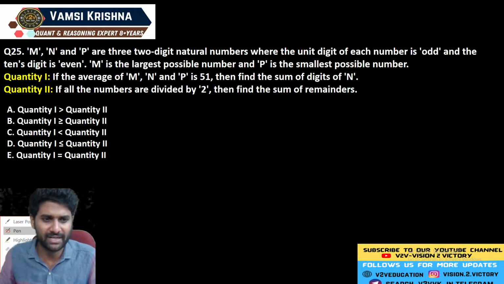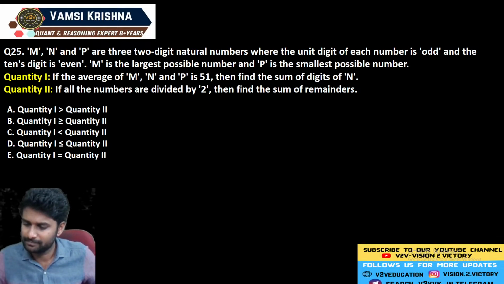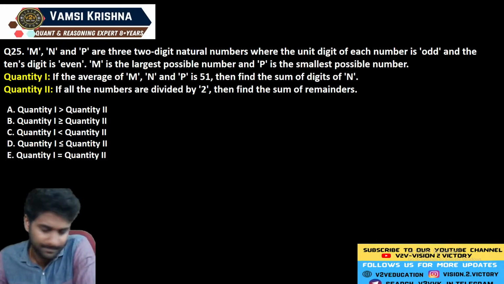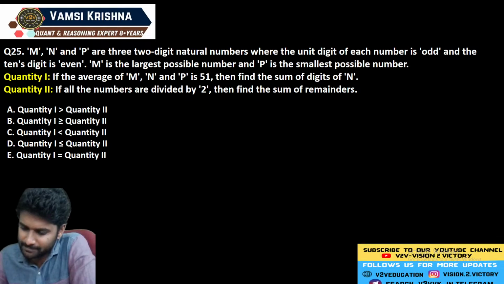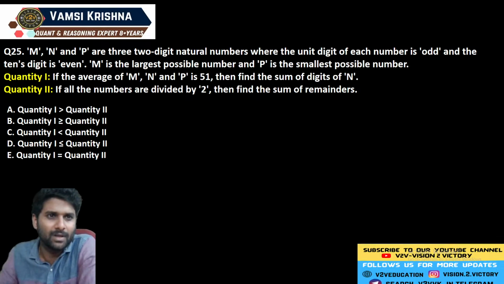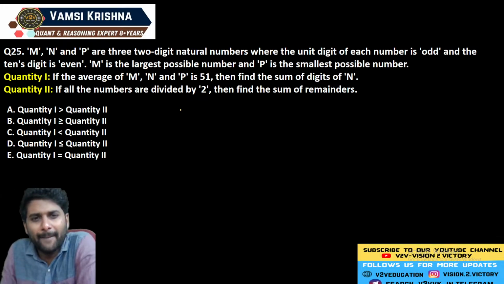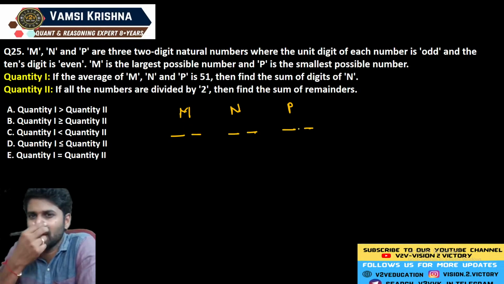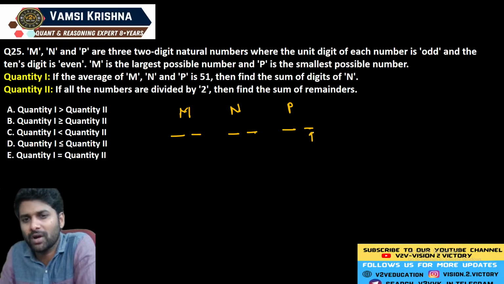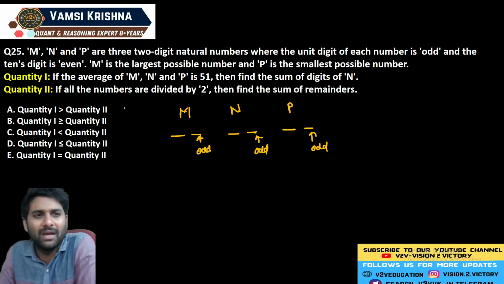One more question from quantity based. Now see, M, N, P are two digit numbers where the unit digit of each number is odd, each number is odd. And the tens digit is even. Tens digit is even.